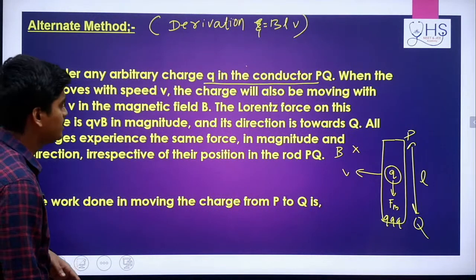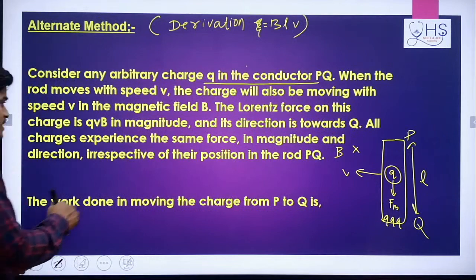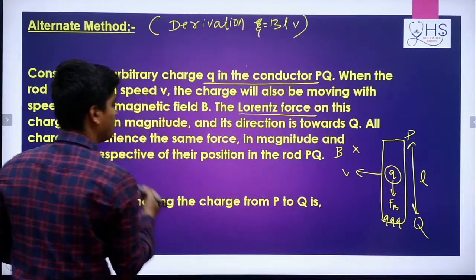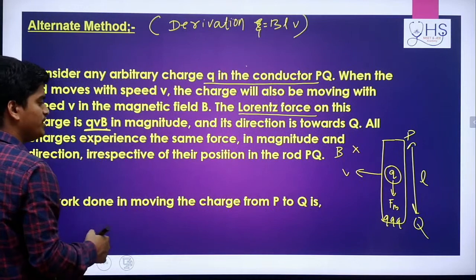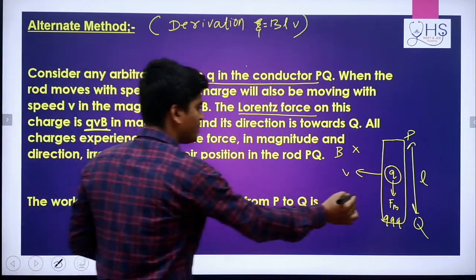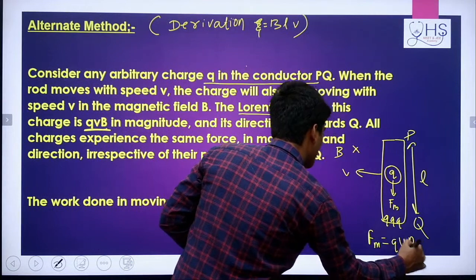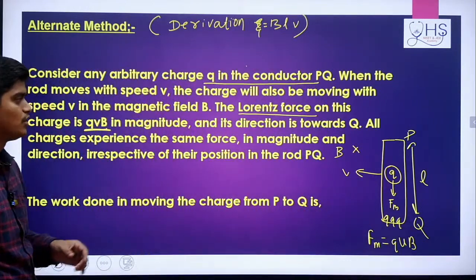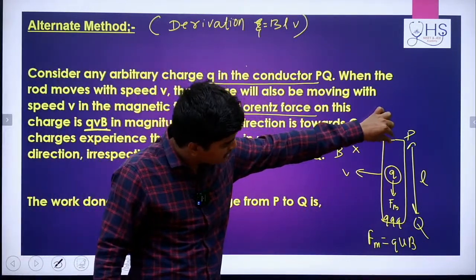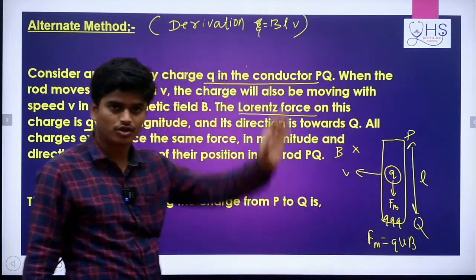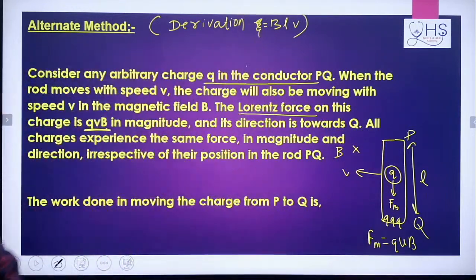Okay. Now here a Lorentz force will act, a magnetic force Fm, that is QVB. So this Fm is nothing but QVB acting on this charge. So whatever positive charge is at P will move and come to Q. They will travel the distance L. That is what the alternative method is telling.